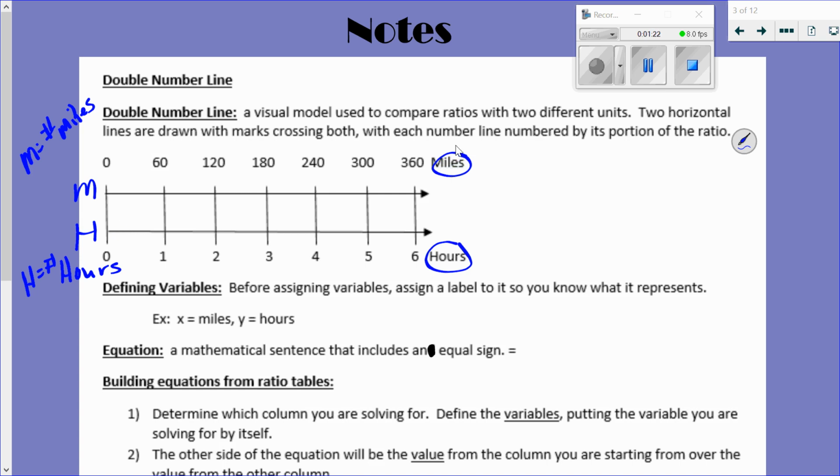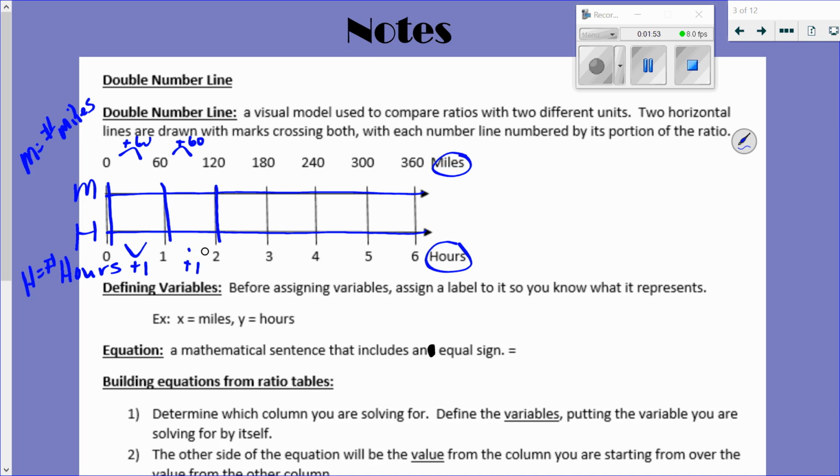All you're doing, like the definition says, is I draw the two lines. So I'm going to draw this line, then I'll draw this line, then I start making the hashes across. The hashes are going to be just the entries from my ratio table. So in other words, my intervals are always going to be the same. On the top, I'm going up by 60. On the bottom, I'm going up by 1. So if that were a ratio table, I would have to show that work.